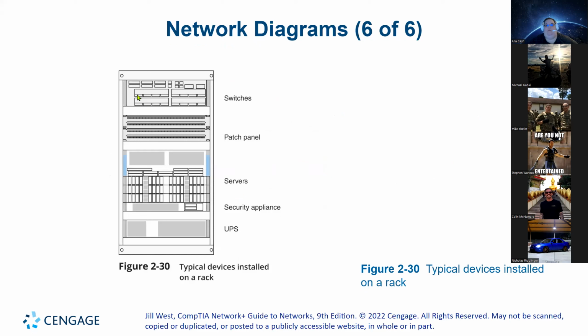Here's your typical device installed on a rack. This is what your switches, your patch panel, servers, if you have a security appliance, and the UPS, the uninterruptible power supply, look like. Which is really nice, especially if you happen to be somewhere that has those hooked up to a generator. If you have the power go out, it's nice to have a grace period to turn stuff off instead of it just shutting off and taking everything with it.